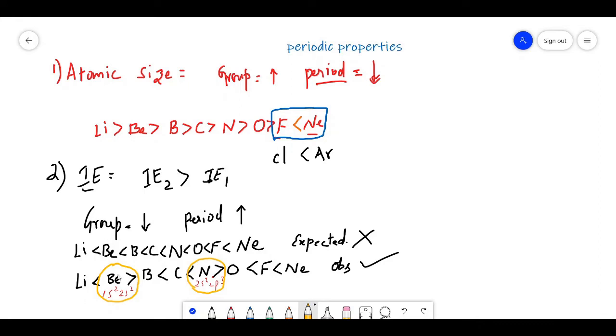The same thing in beryllium: below it we get magnesium and aluminium, so magnesium will have more ionization energy. Below nitrogen we have phosphorus and sulfur. Phosphorus will have more ionization energy than sulfur. So this is about ionization energy.